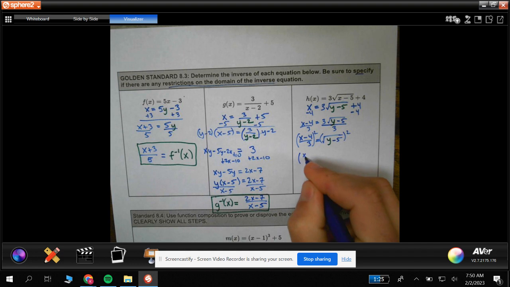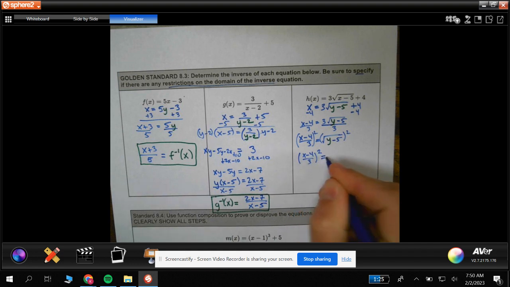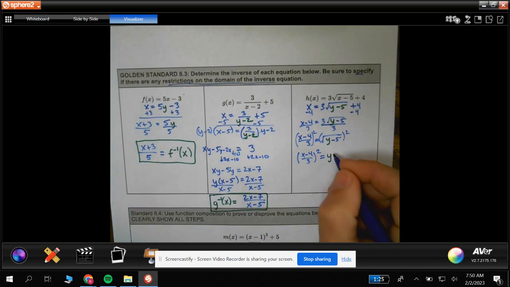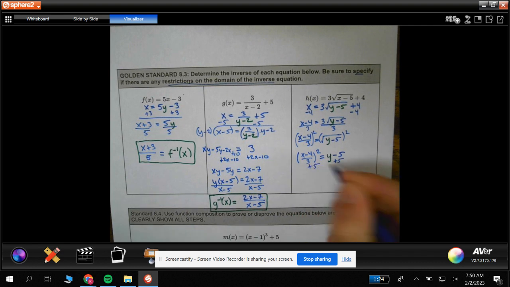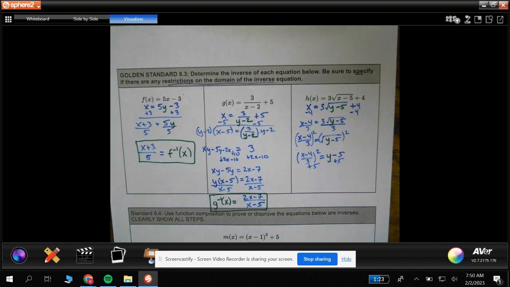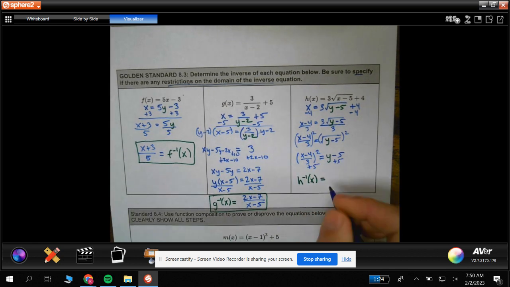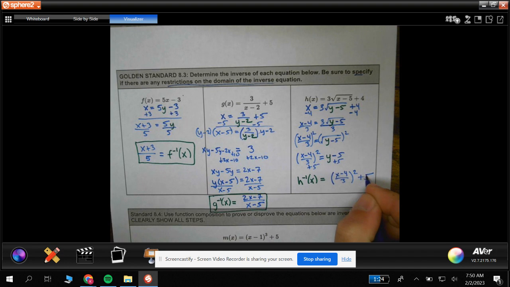Undo the square root by squaring both sides. So I'm just going to leave it squared like that. x minus 4 divided by 3, squared, equals y minus 5. The square root's been canceled. And then add 5 to both sides. So that means my final answer here, inverse h of x, equals, because now y is by itself, x minus 4 over 3 squared plus 5.